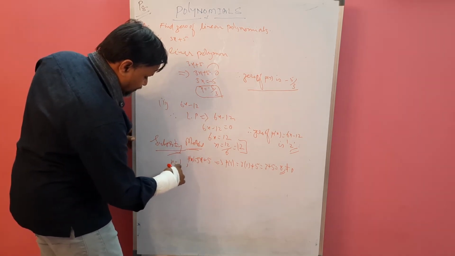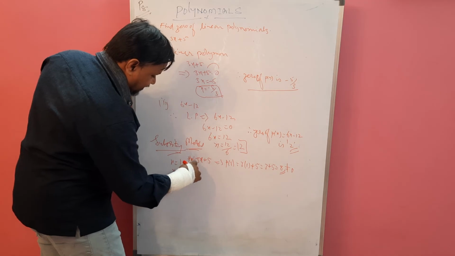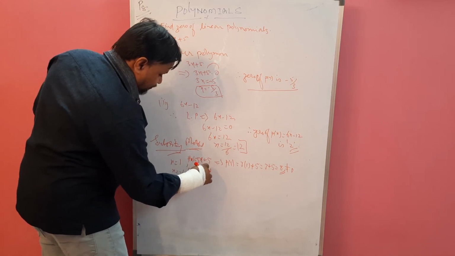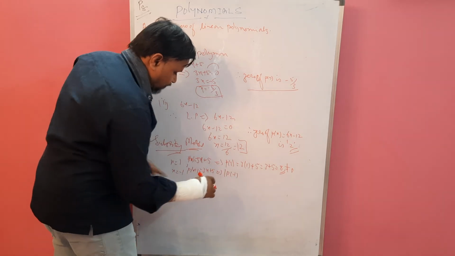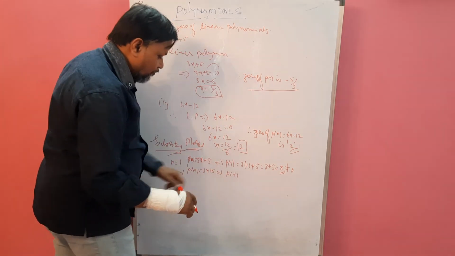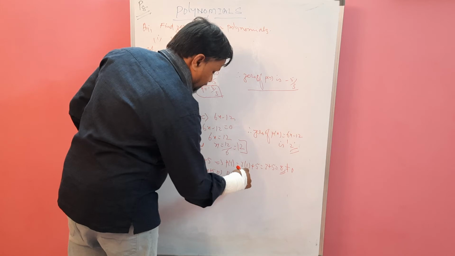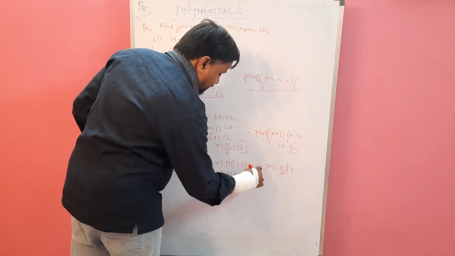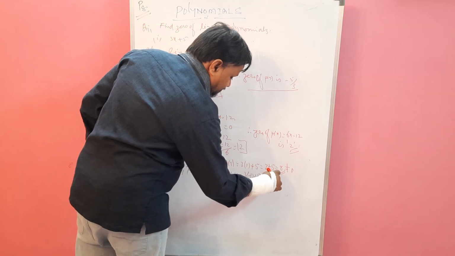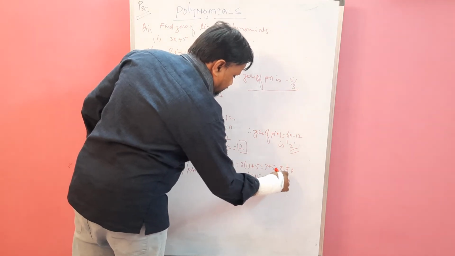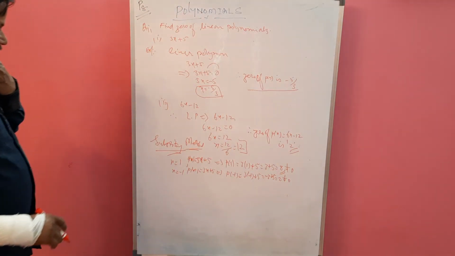Now we are substituting minus 1 in p(x), again 3x plus 5. Now substitute p of minus 1. Okay, p of minus 1 equal to 3 into minus 1 plus 5. Again minus 3 plus 5, that is 2. 2 again is not equal to 0. What do we have to do?